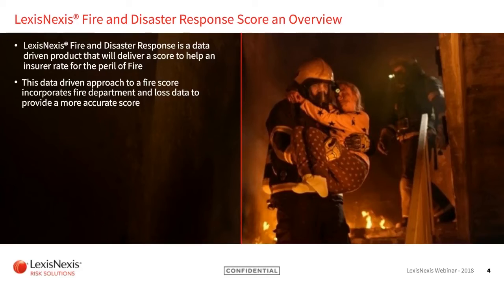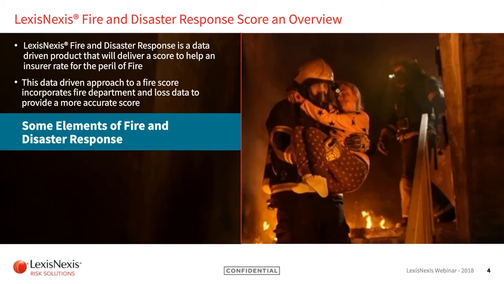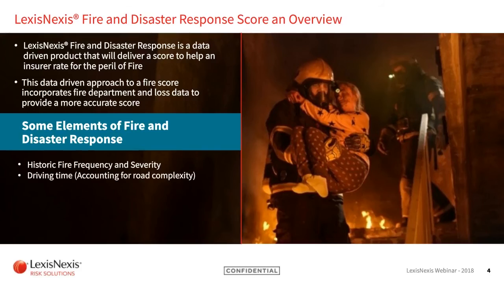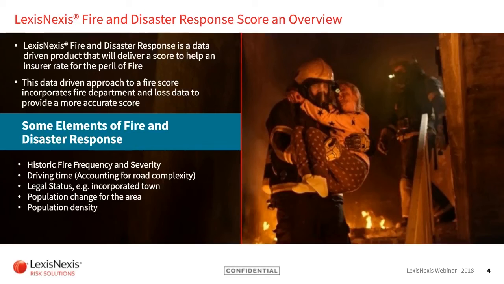Along with the score itself, you receive a corresponding state-specific relativity that's updated every 3 years. FDR is a more effective, geographic-based, fire-specific solution which requires fire-specific data. Data sources such as historic fire frequency and severity, driving time, accounting for road complexity, the legal status of the area the property is located in, population change for the area, population density, per capita emergency response count, and number of paid versus volunteer fire departments.